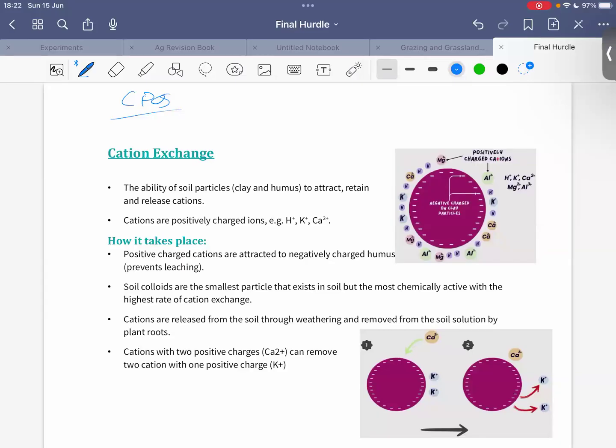Right, our cation exchange. Okay, boys and girls, listen up to this. This is how you learn your definition for cation exchange. Think of some fella or girl that you fancy. You have to be able to attract her. You have to be able to retain her. And you have to be able to get rid of her, okay?